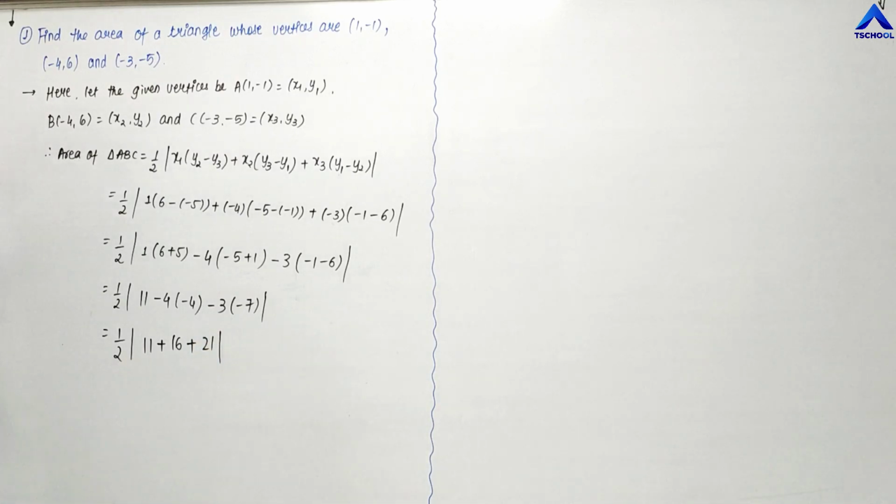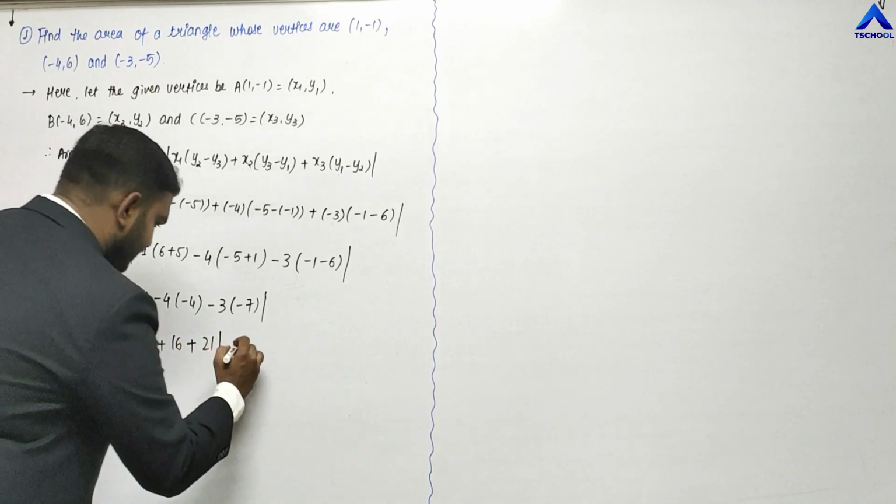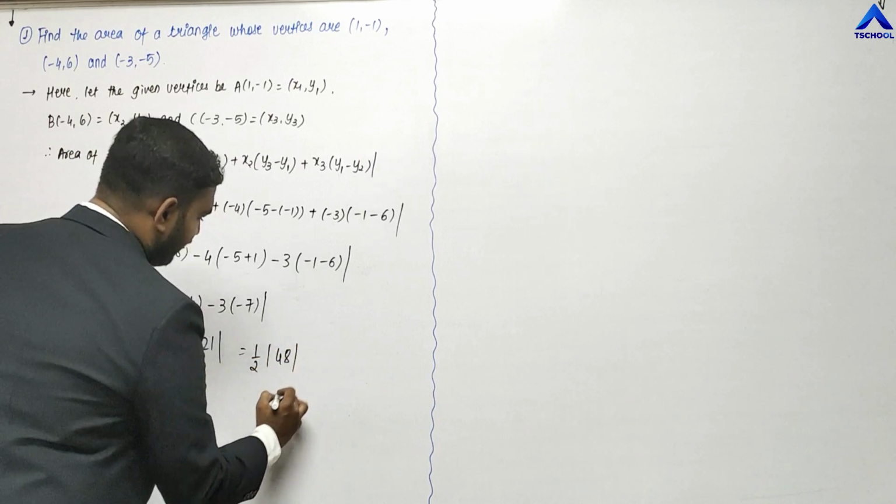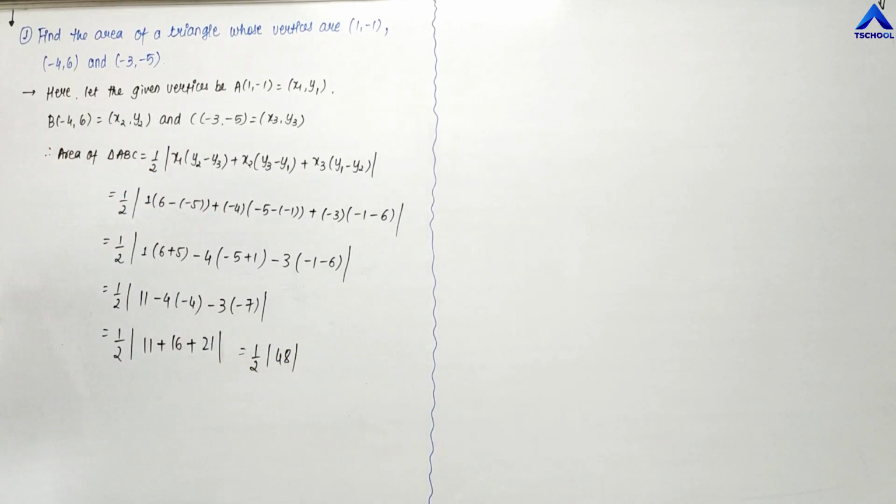So 16 plus 21, that is 37. 37 plus 11 is 48. So that is equal to 1 by 2 modulus of 48. As you can see, 48 is already positive, so there is no need to take the modulus, that means no need to make the negative positive, right?